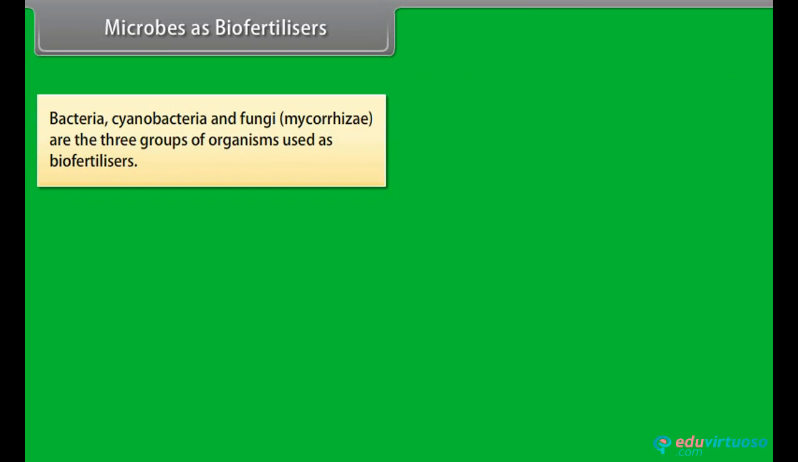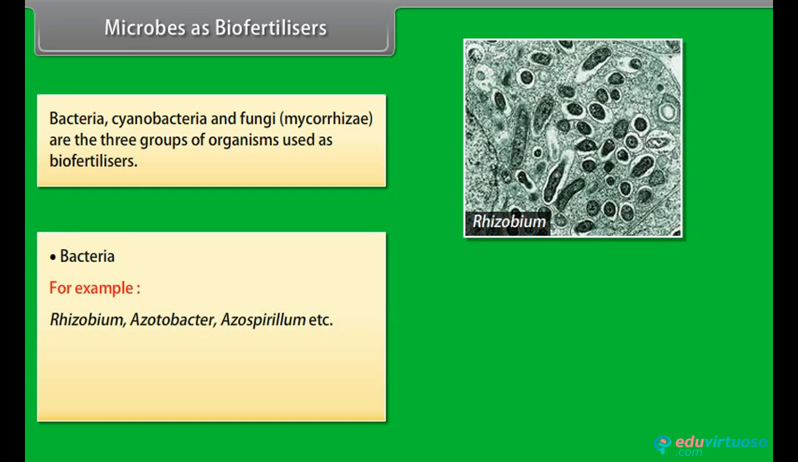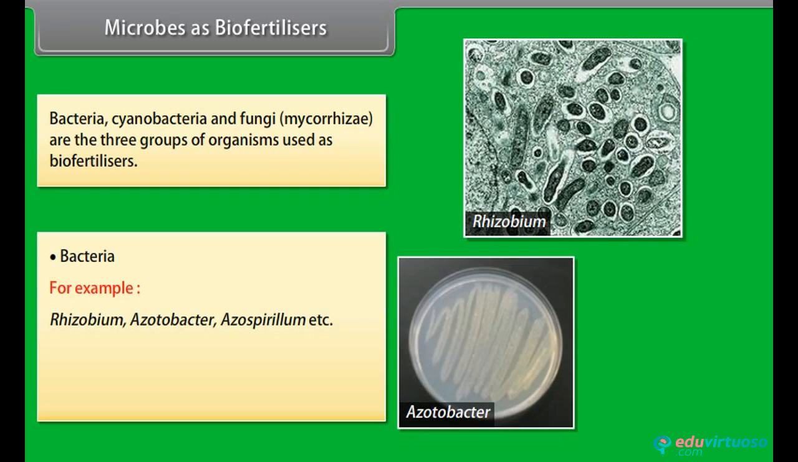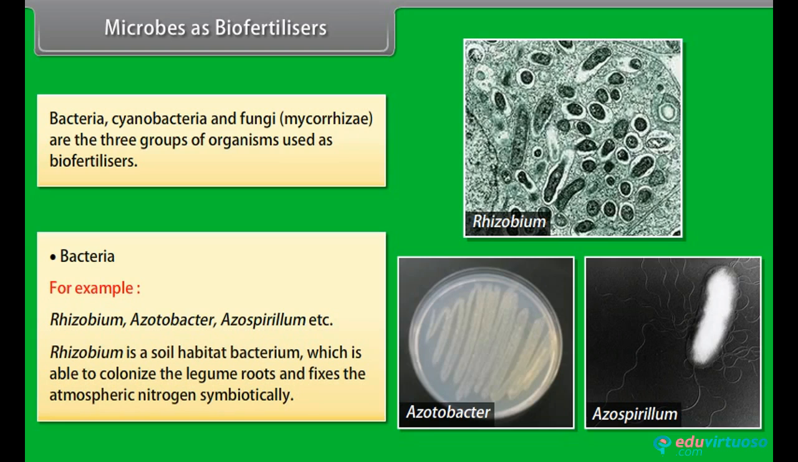Bacteria, cyanobacteria and fungi, mycorrhizae, are the 3 groups of organisms used as biofertilizers. Bacteria, for example, Rhizobium, Azotobacter, Azospirillum, etc. Rhizobium is a soil habitat bacterium which is able to colonize the legume roots and fixes the atmospheric nitrogen symbiotically.